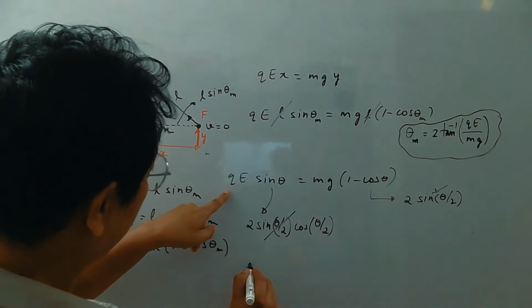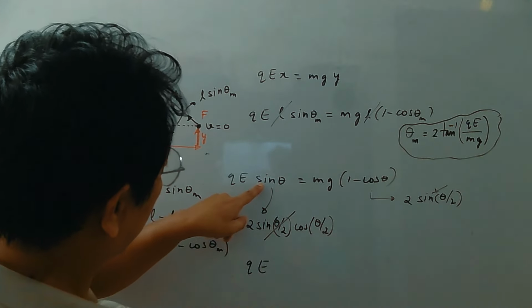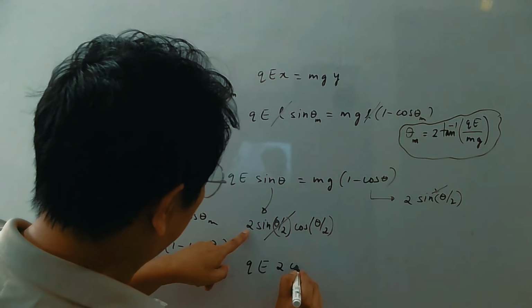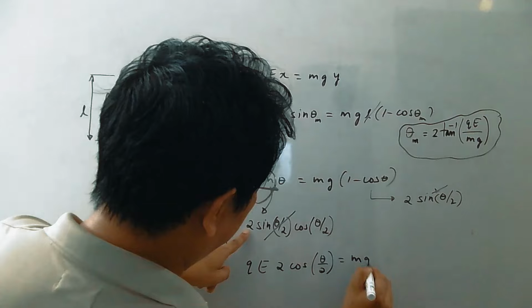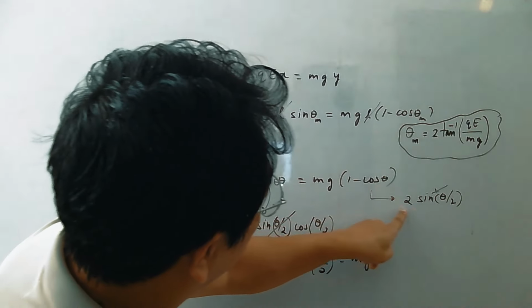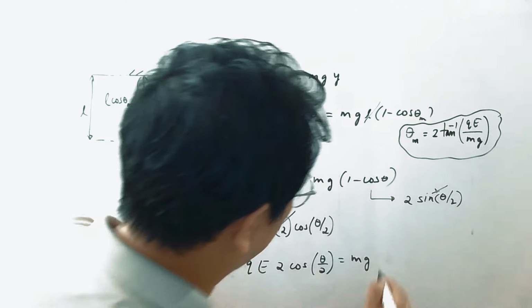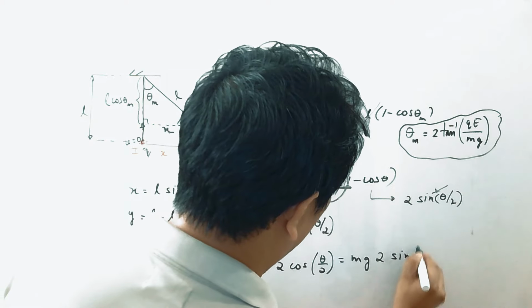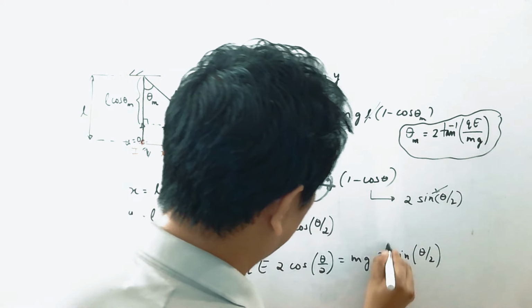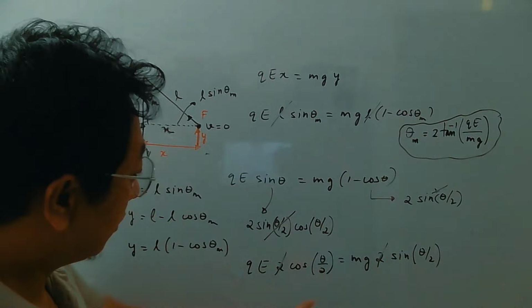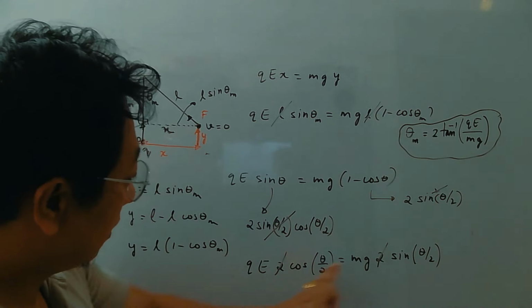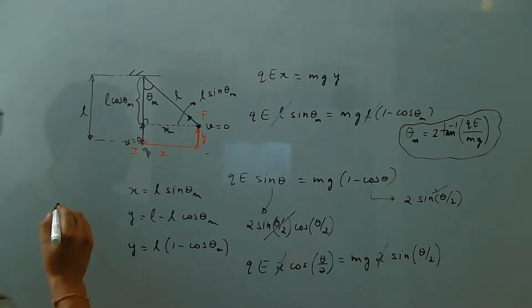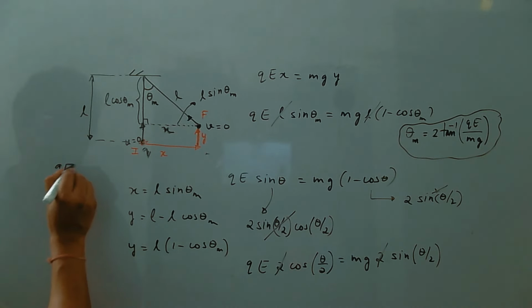So you will get QE. What is sine theta? 2 sine theta by 2 cos theta by 2, equals mg. What is 1 minus cos theta? 2 sine square theta by 2, but one sine got cancelled, so 2 sine theta by 2. The 2 cancels. So now mg you bring to this side, cos you take to this side. So what will you get? QE divided by mg.